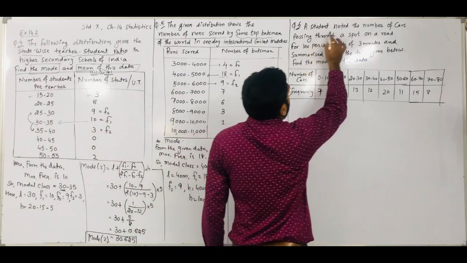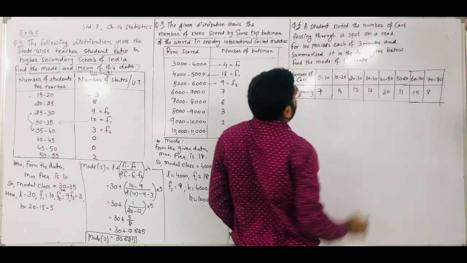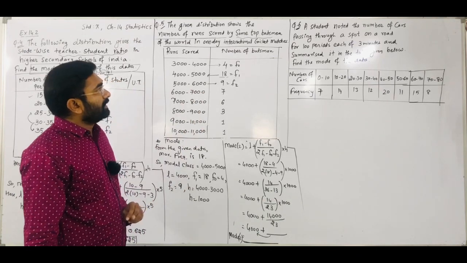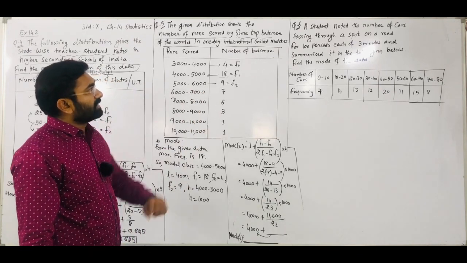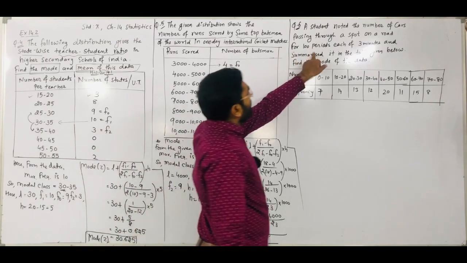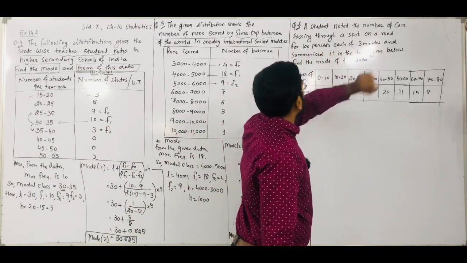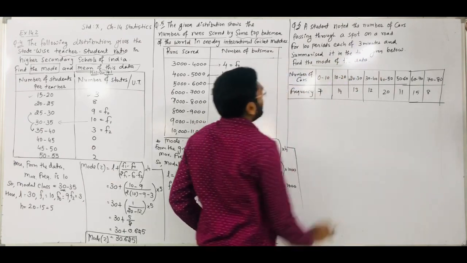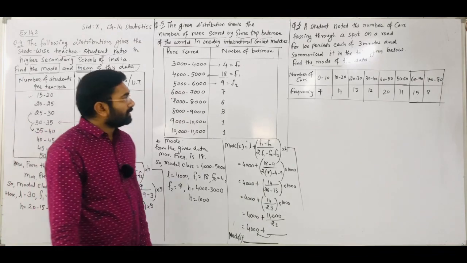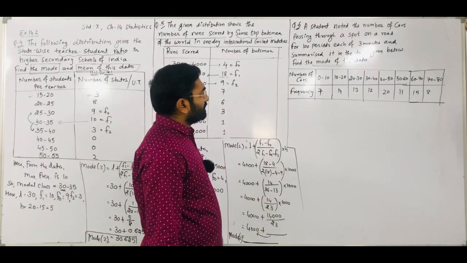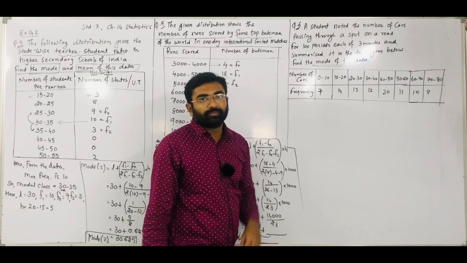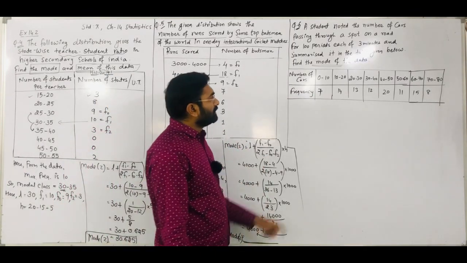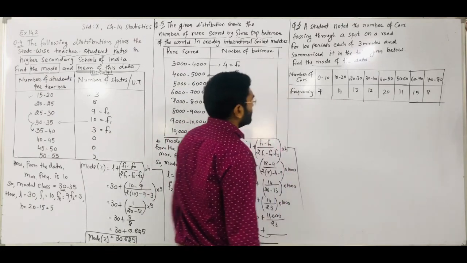A student noted the number of cars passing through a spot on a road. There is one spot, and the student observed the number of cars passing through the spot for 100 periods, each of 3 minutes, and summarized it in the table given below. So find out the mode of the data. Here the number of cars is given, and here the frequency is given. For finding the mode, we first have to decide the modal class, and we can decide the modal class from the highest frequency, or you can say the maximum frequency.